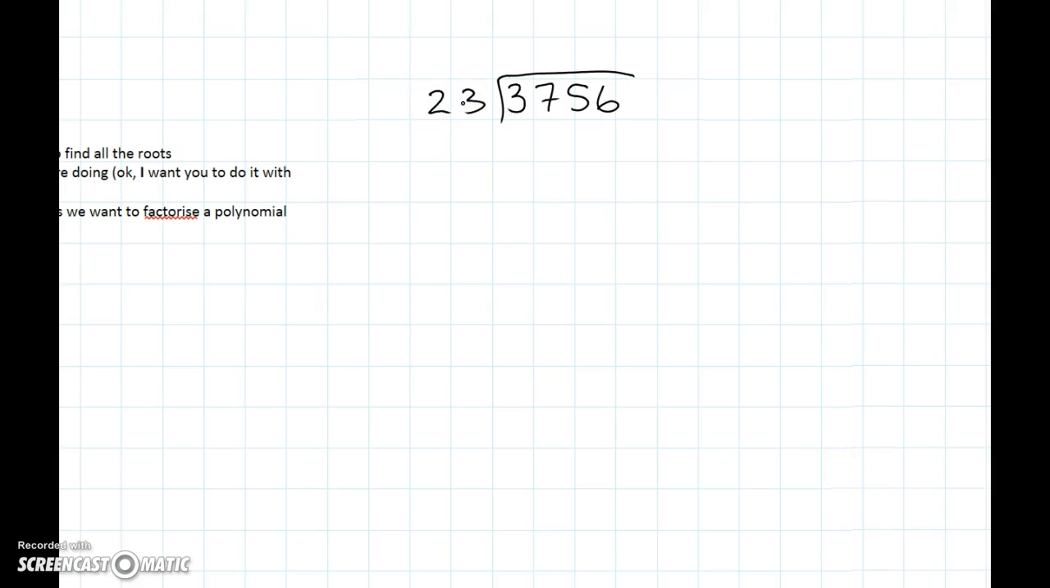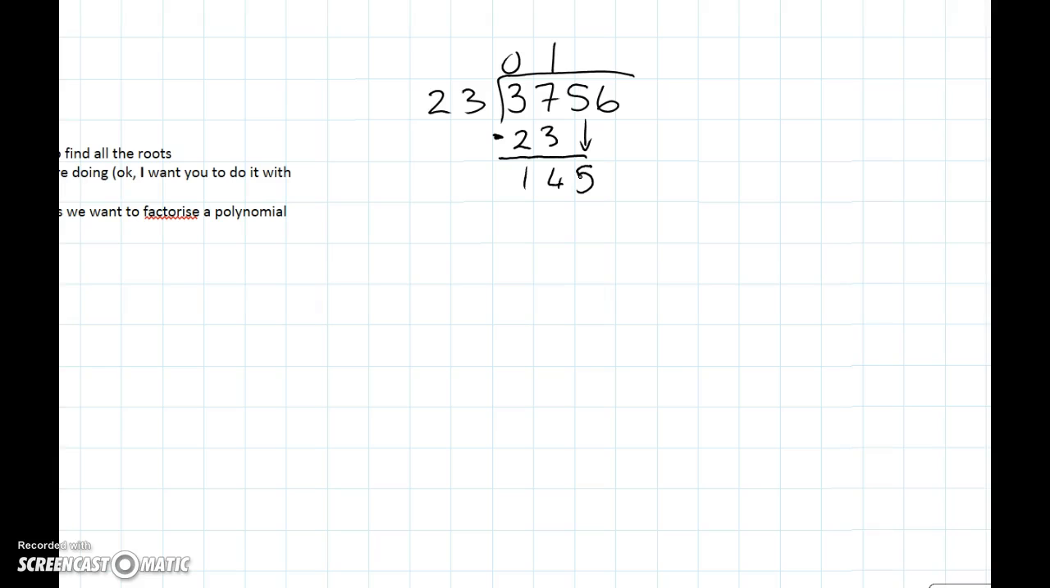Okay, we would have said 3 goes into 23. I can't do that. 37 into 23 goes once. 1 times 23 is 23. Draw the line and I'm going to subtract. 7 take away 3 gives me 4, and 3 take away 2 gives me 1, and then I bring down my 5.